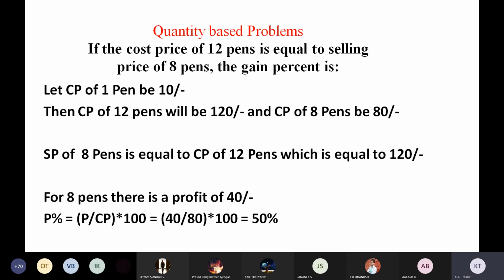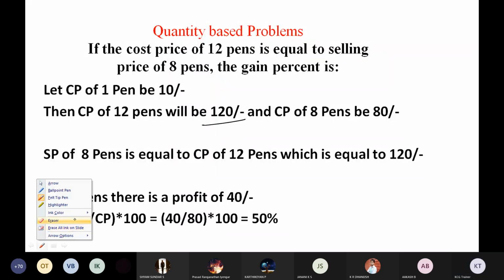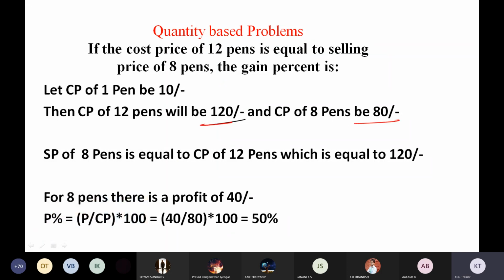Okay. Now let's see theoretically. Assume the cost price of 1 pen is 10 rupees. Then how much will you invest to buy 12 pens? You will invest 120 rupees. And how much will you invest to buy 8 pens? You will invest 80 rupees. 120 for 12 pens, 80 rupees for 8 pens.